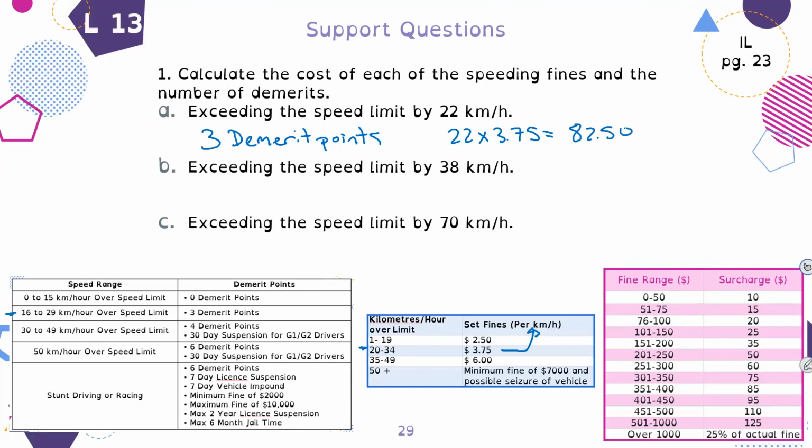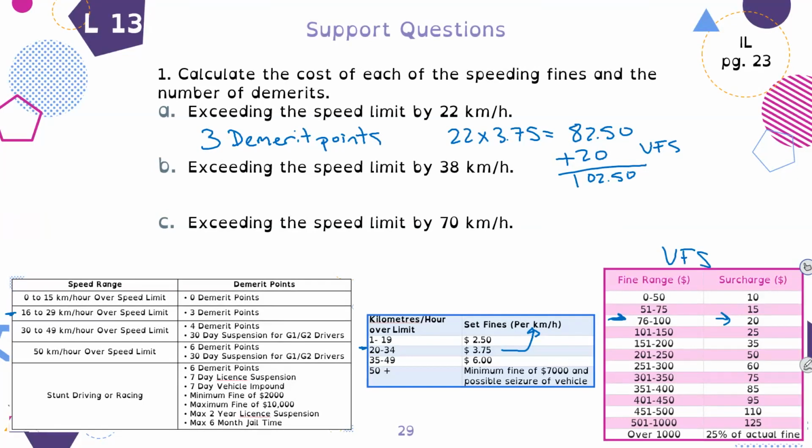But then we also have to add the victim fine surcharge. So then we say, okay, well, our fine is $82.50. So that's here between $76 and $100, which means we add an extra $20. So plus $20 for the victim fine surcharge. So that fine is going to be $102.50 plus 3 demerit points.